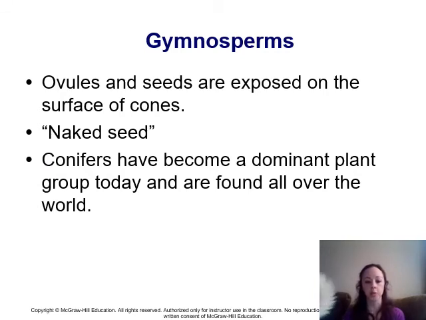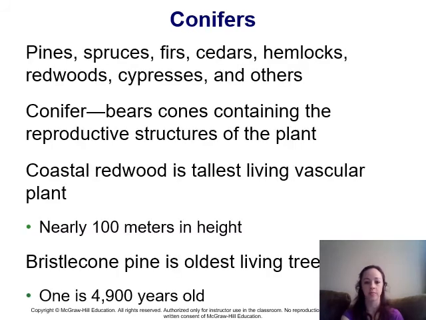So gymnosperms are found on cone scales, so they are said to be naked. The conifers are a dominant group of plants and are found all over the world. Conifers include pine trees that you can easily find around here. The name conifer means that these trees have cones that contain the reproductive parts.